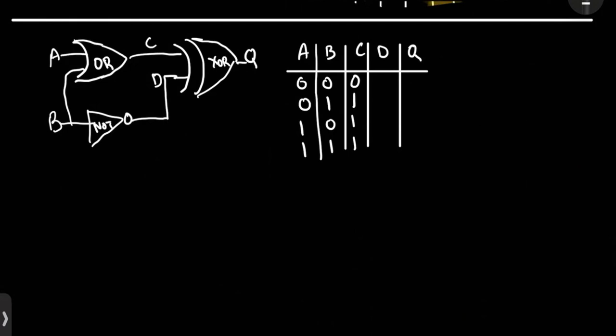Okay, now what's D in this case? If we follow D, it comes from the NOT gate, and what's the input to the NOT gate? The input to the NOT gate.